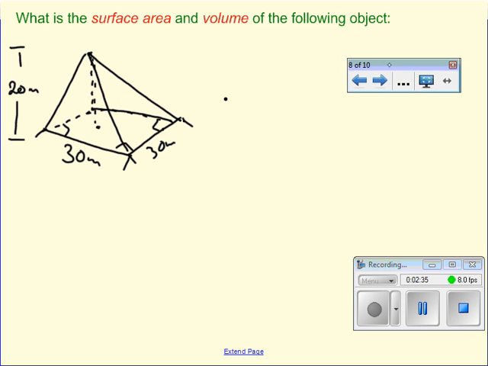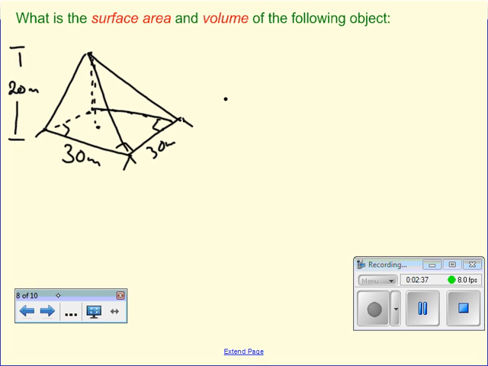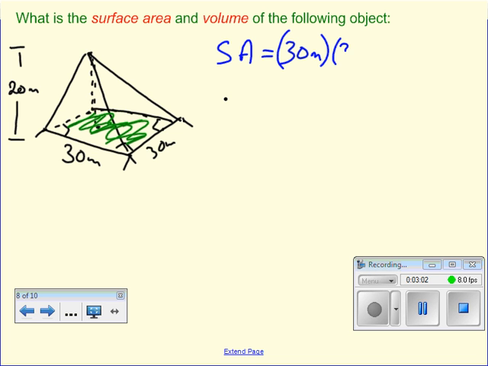So let's break it down into its requisite objects. At the bottom here, which I'm coloring green, I have a square. So if I'm trying to find the surface area, it's going to be equal to the length times the width of the square. So it's going to be equal to 30 meters multiplied by 30 meters.